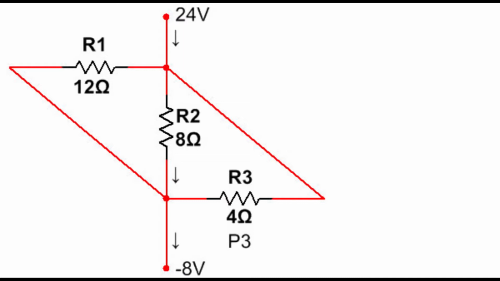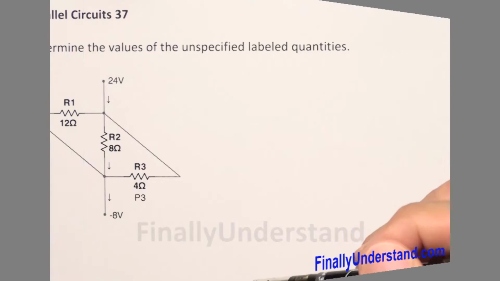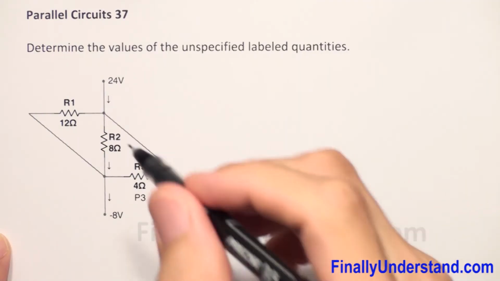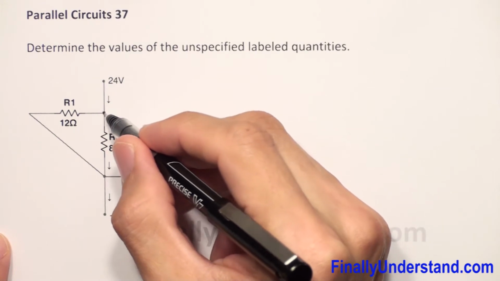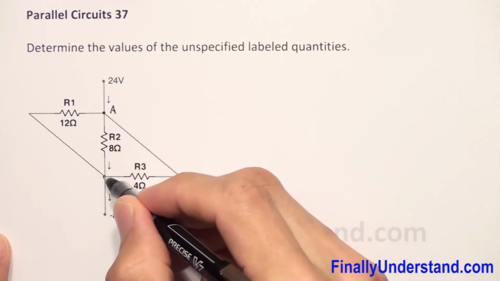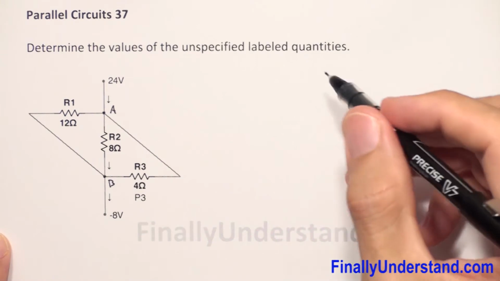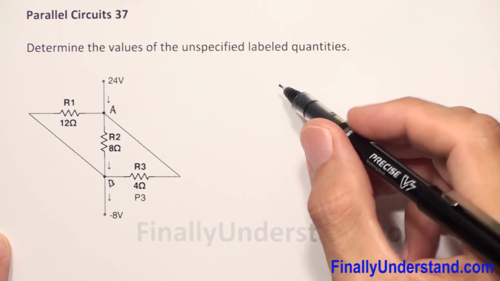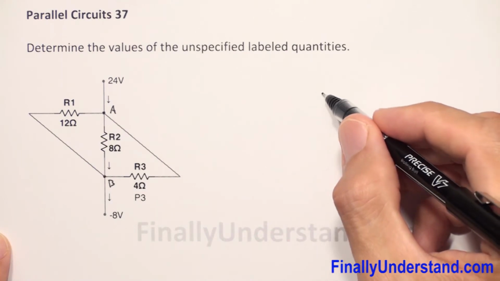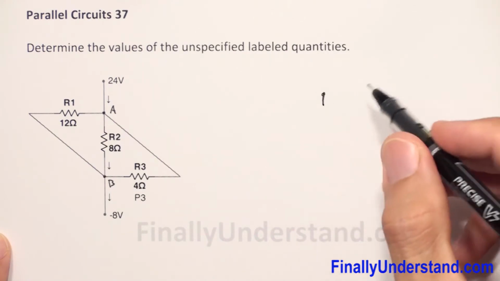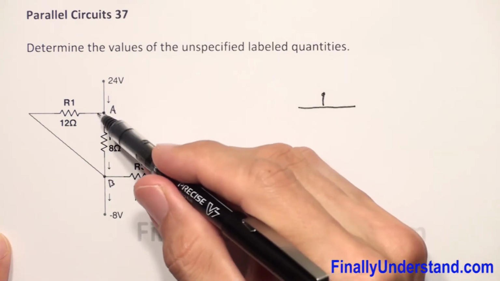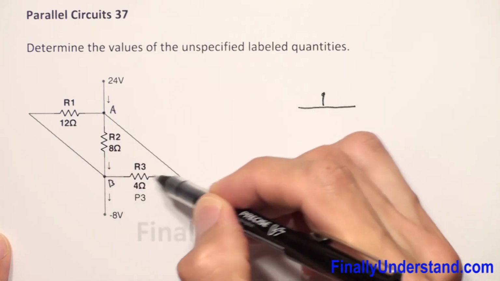Let's take a look at this example. Again, we are dealing with the parallel circuit. Are you seeing that? If not, let me redraw it. So this is my point A, for example, and this is my point B. Point A is connected with three resistors, R1, R2, and R3.